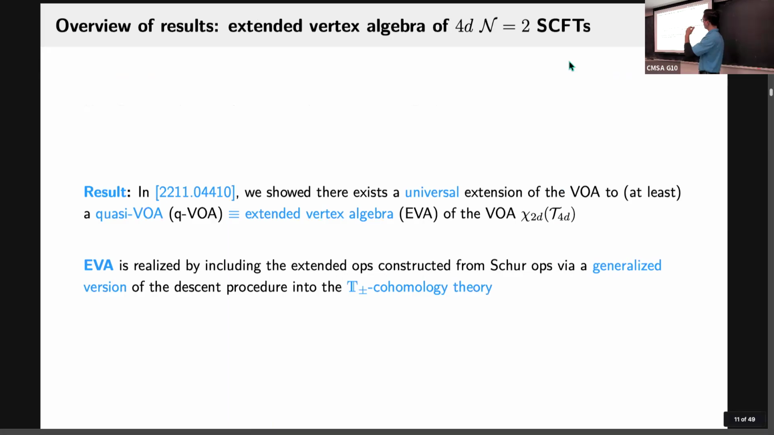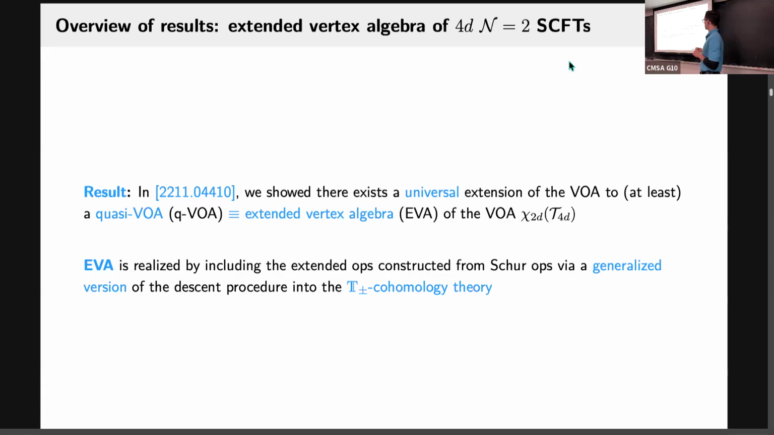Okay, so now I'm just going to give a light overview of the main results that I'm going to go over today. In our paper from a couple of years ago, we showed that there exists a universal extension of this vertex operator algebra to another vertex algebra, which at least has the structure of a quasi-VOA. We call this the extended vertex algebra of the VOA that's associated to this generic 4D N=2 SCFT. And this extended vertex algebra is realized by including the extended operators that are constructed from Schur operators via a generalized version of what is typically known as the descent procedure.